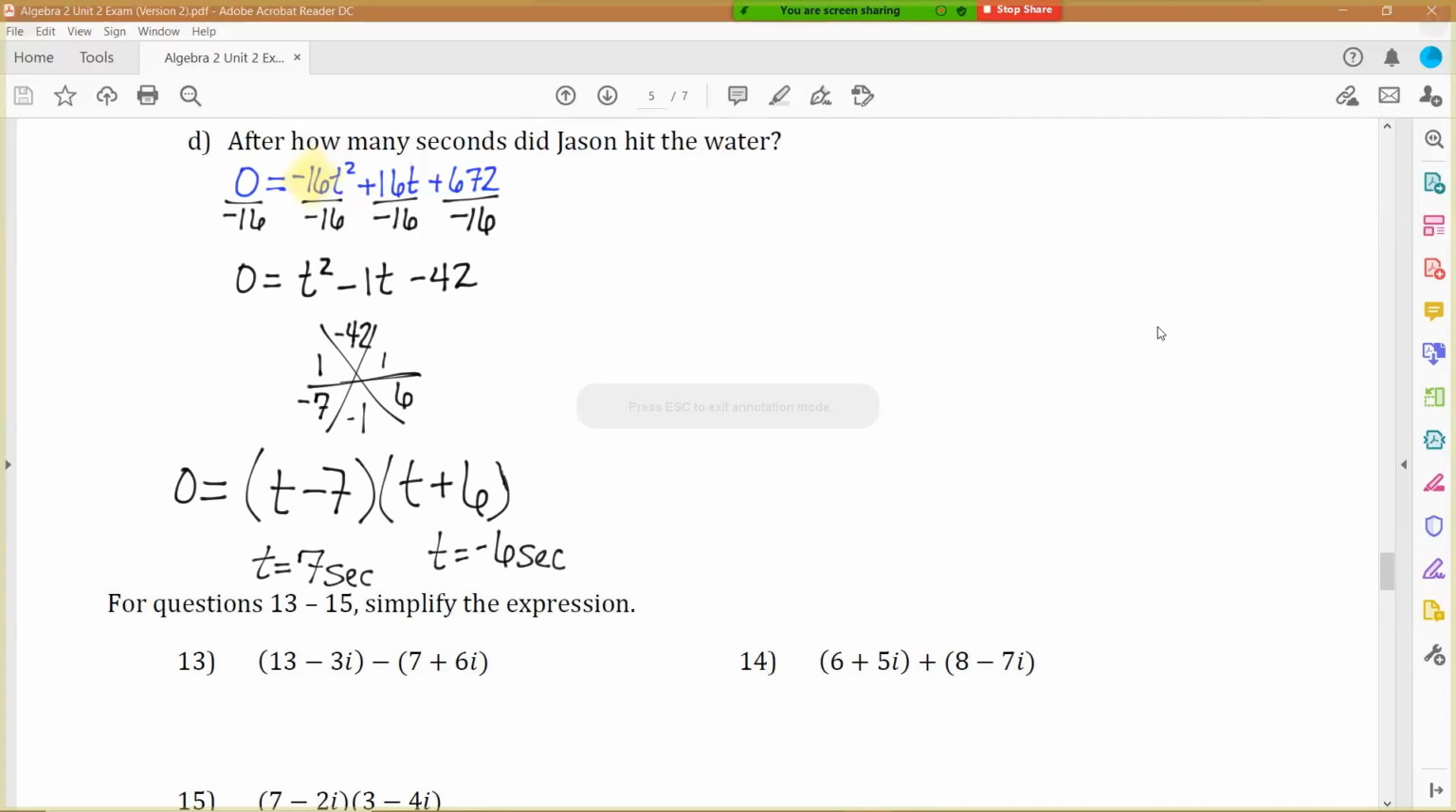No, you would not tell me that Jason hits the water at negative 6 seconds. Jason would actually hit the water at 7 seconds because it makes sense in context of the problem. So 7 seconds is how long it takes from Jason jumping to Jason hitting the water. Questions or concerns on this one?